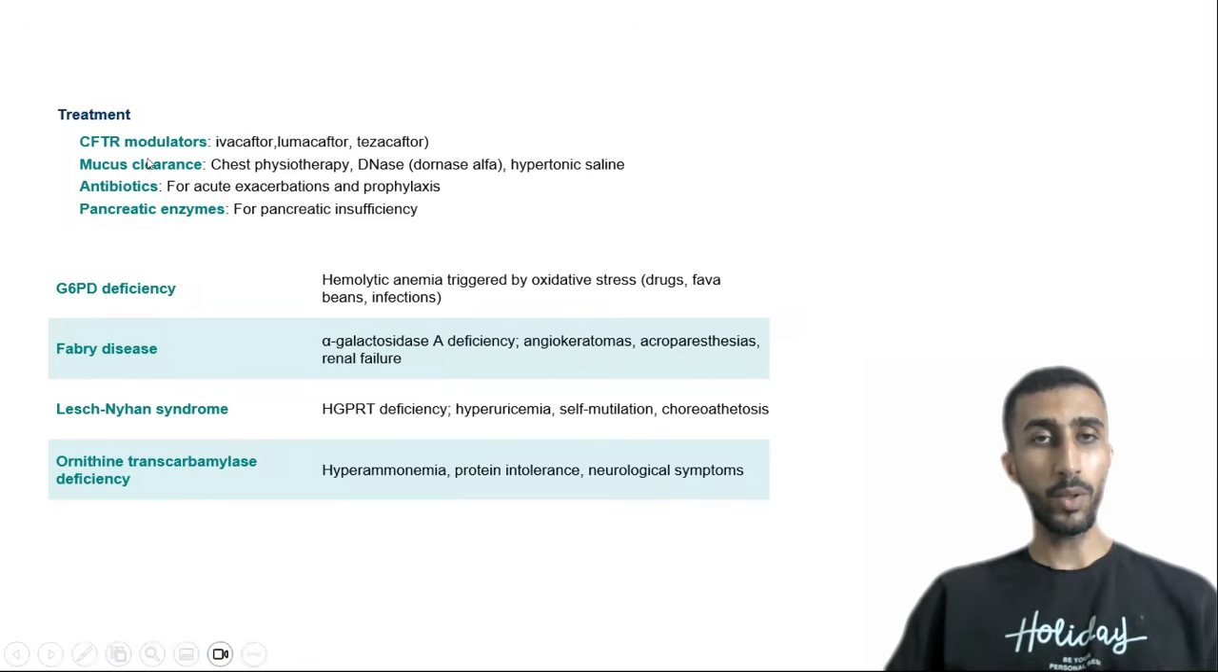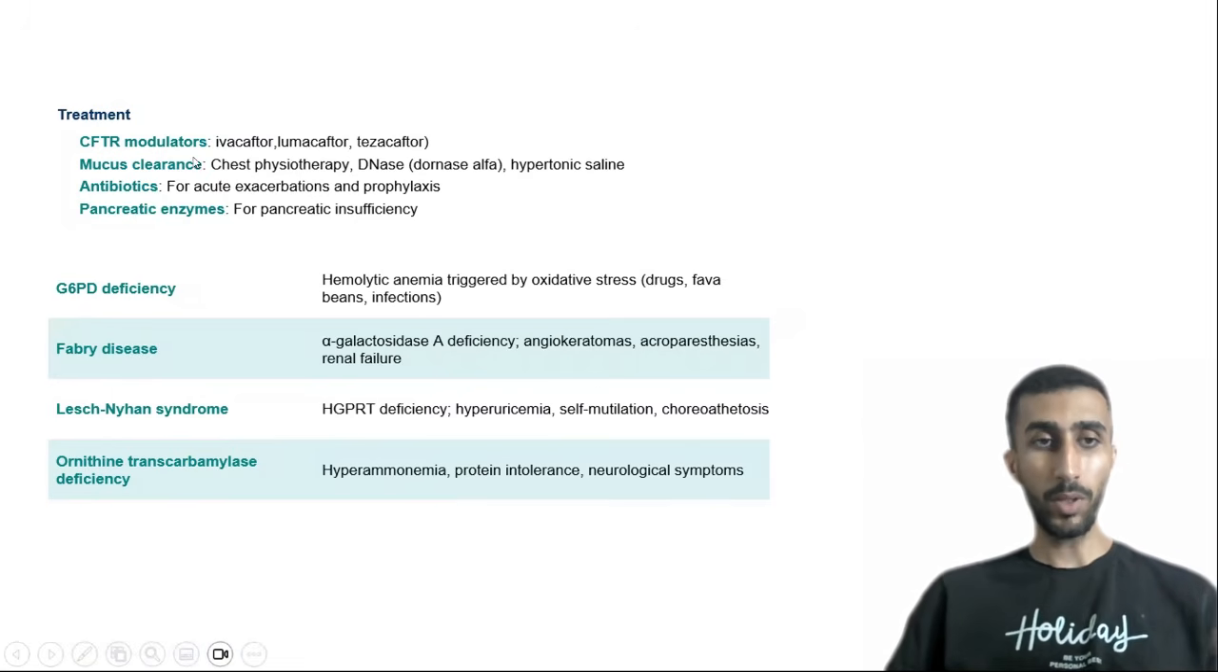Now the treatment. We will have to treat these different symptoms. First, we will act on the CFTR mutation itself. We give modulators: ivacaftor, lumacaftor, tezacaftor. It's very high yield to know that they are cystic fibrosis transmembrane conductance regulator modulators. So these are CFTR modulators, ivacaftor, lumacaftor, and so on.